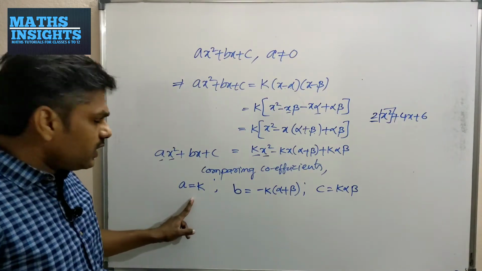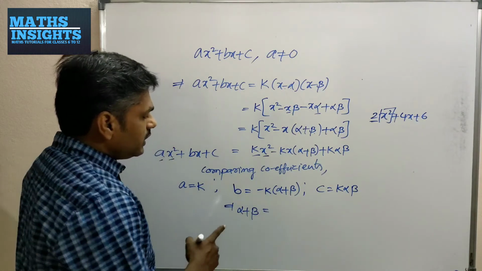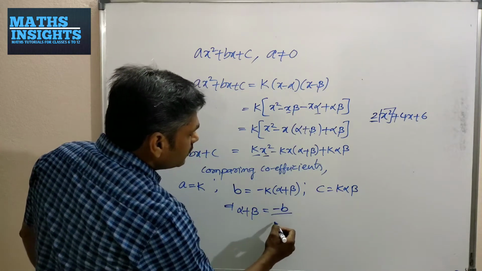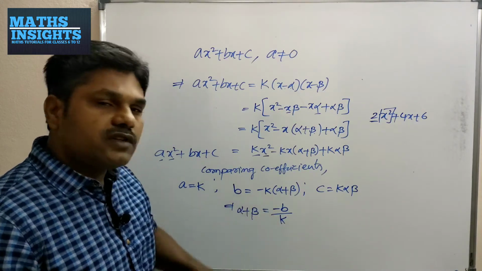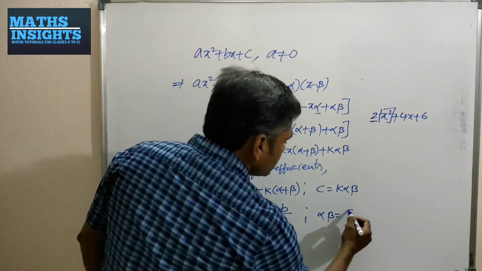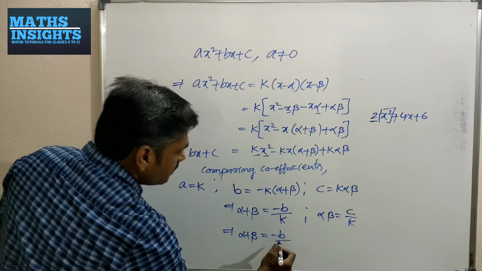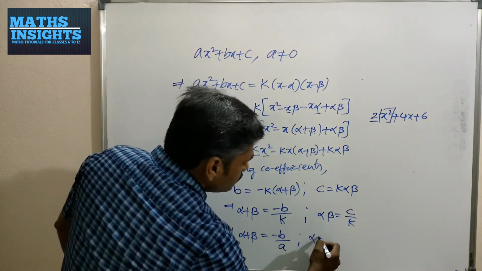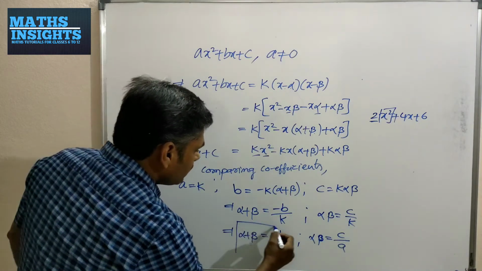Now nothing to do here, a is equal to k, but here alpha plus beta is equal to, see, minus k comes here and it will divide b, that means it will become minus b by k. I am taking this minus here, so division with k, and this alpha into beta is equal to c by k. That implies alpha plus beta is equal to minus b by a, since you got k value as a, and also alpha into beta is equal to c by a. So this is the formula.